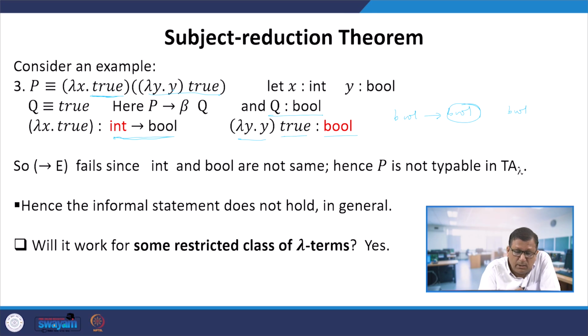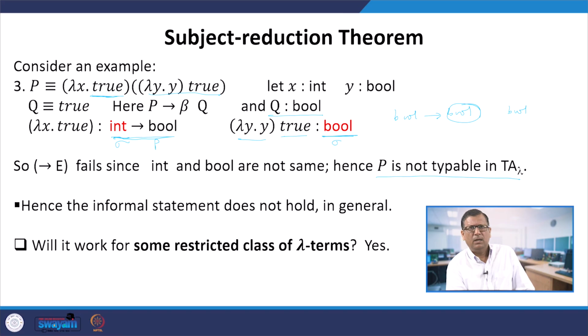Now when you are applying this to this, the bool that we have colored red should match with this, for arrow e. In arrow e, this is sigma, this is rho, so this is sigma and it should match. But they are not matching. Int and bool are different types, so arrow e fails. Hence P does not have a type in T lambda. That means although Q has type bool and there is a beta reduction from P to Q, P is not typeable in T lambda. So the informal statement that we made is not true.